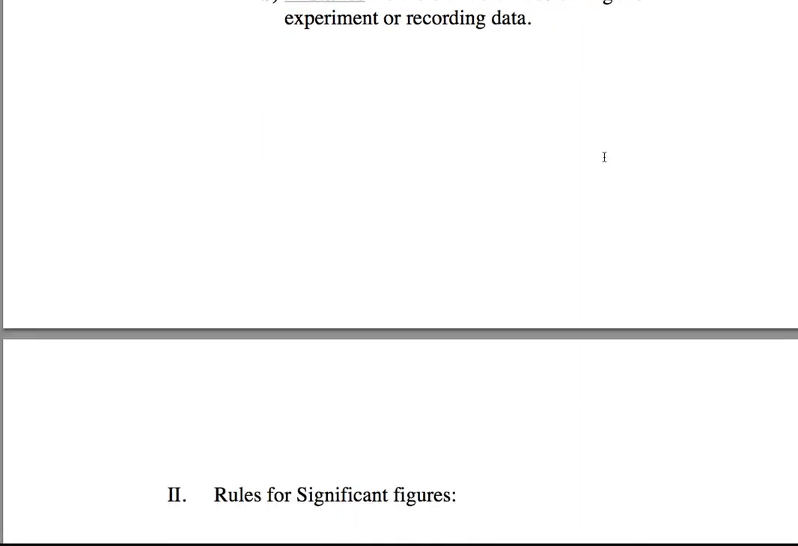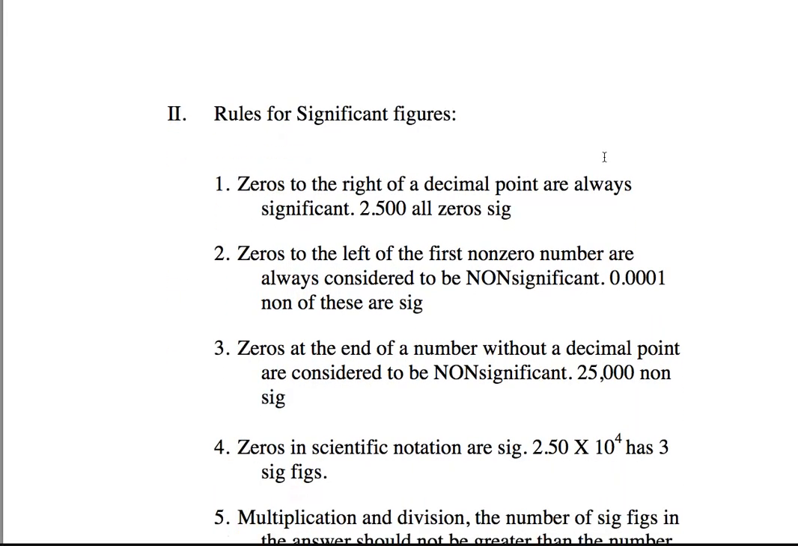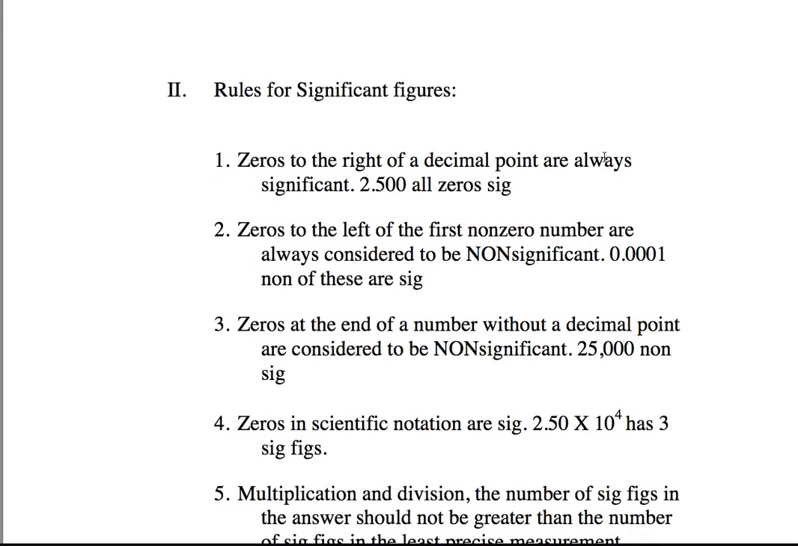Okay? So what are the actual rules for significant figures? Well, zeros to the right of a decimal point are always significant. So both these guys right here, guess what? They're significant. If the person measuring it took the effort to go all the way out to the thousandth place, then there's a reason. It's because their instrument allowed them to do so, and it was 2.500 on the dot. Okay, so all the trailing zeros are significant.